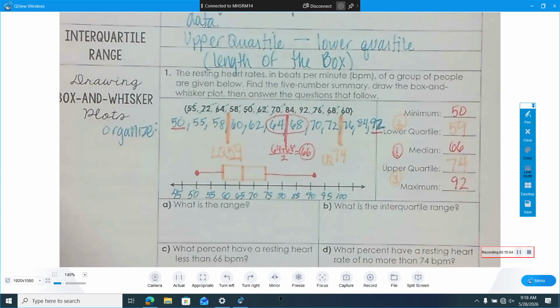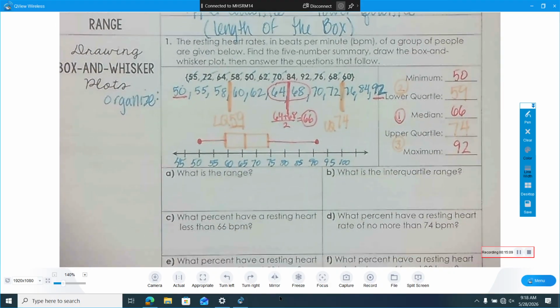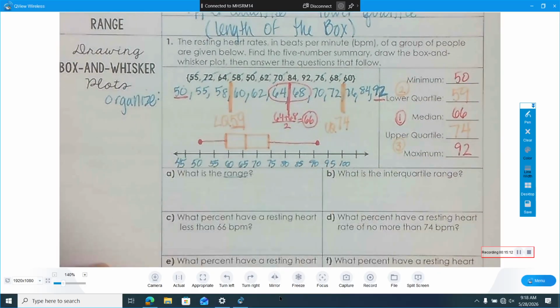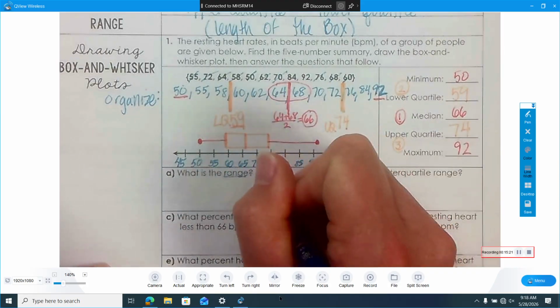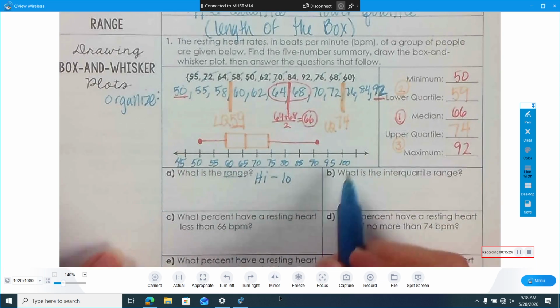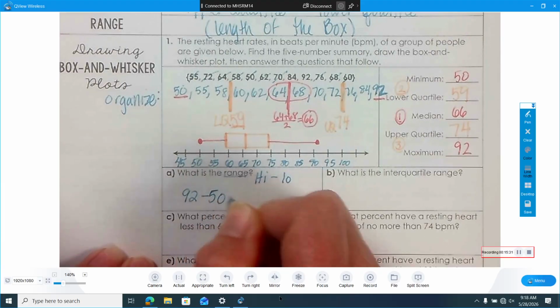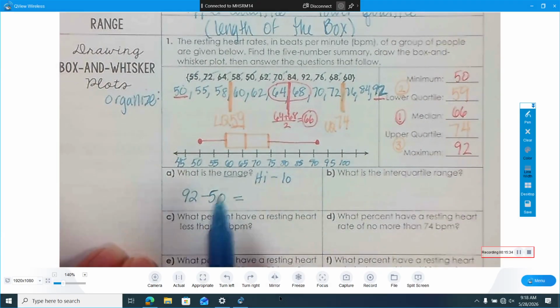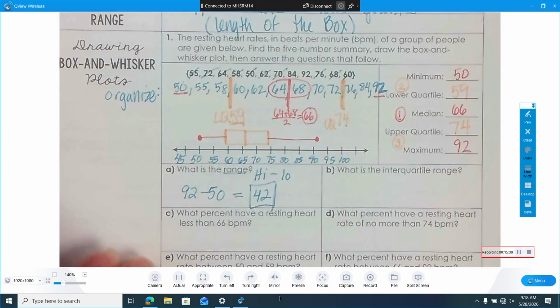So we have some questions to answer now that we have made our box and whisker graph. First of all, range. What is the range? 42. How'd you get 42? Yeah, we talked about range before. Range is always the highest value minus the lowest value. So our highest value was 92, and our lowest value was 50. And so 92 minus 50 is 42. So that is our range.